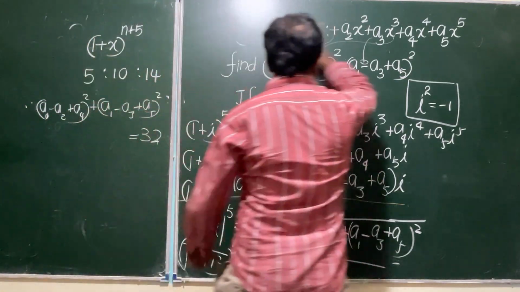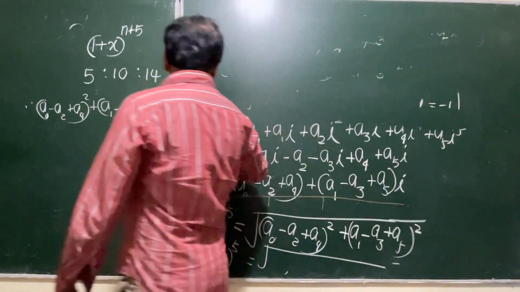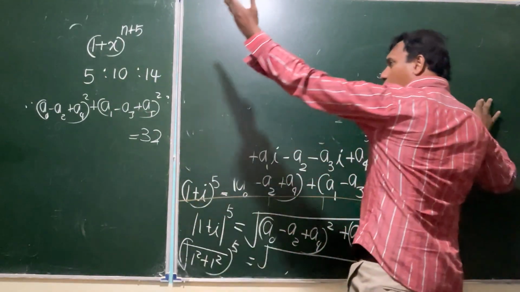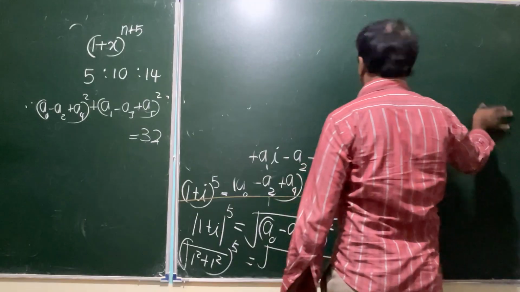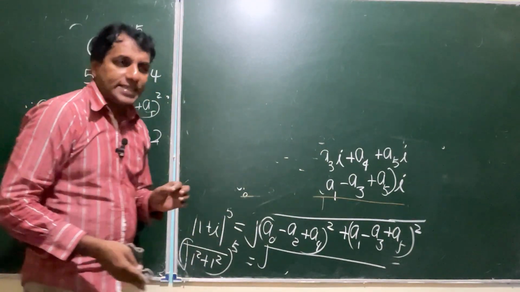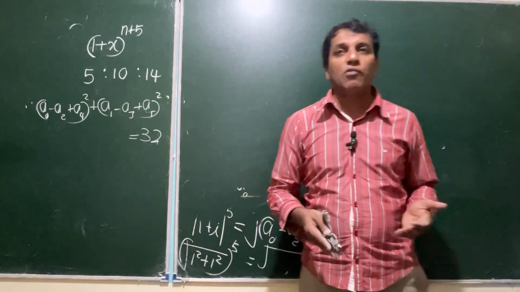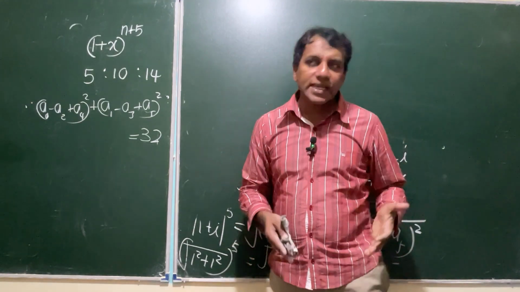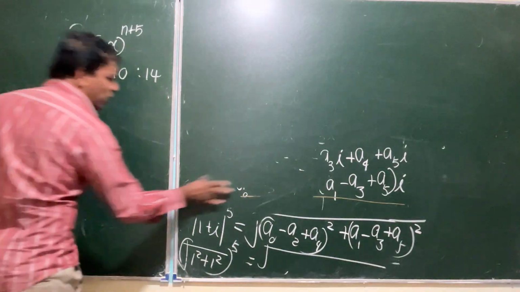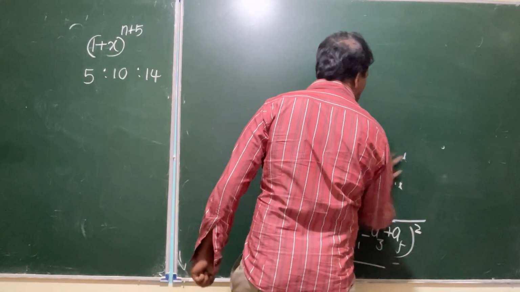Come back and a nice question will form the problem. There are many similar questions in past exam papers. Okay, see what the next question is. Consider the expansion of (1 plus x) to the power n plus 5. The problem says the coefficients of three consecutive or successive terms are in the ratio 5 is to 10 is to 14. Then find the value of n.